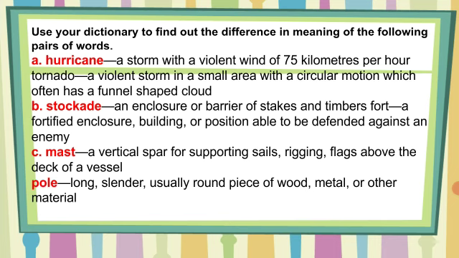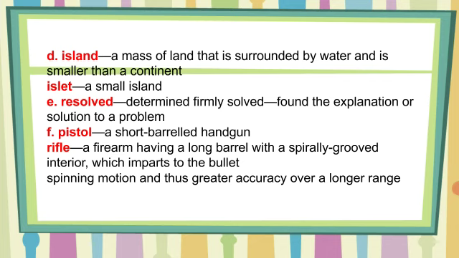Fort, a fortified enclosure, building, or position able to be defended against an enemy. Mast, a vertical spar for supporting sails, rigging, flags above the deck of a vessel. Pole, a long, slender, usually round piece of wood, metal, or other material. Island, a mass of land that is surrounded by water and is smaller than a continent. Islet, a small island is called islet.